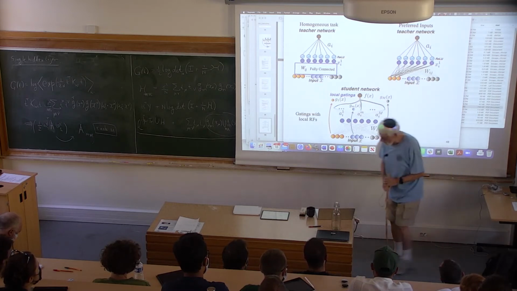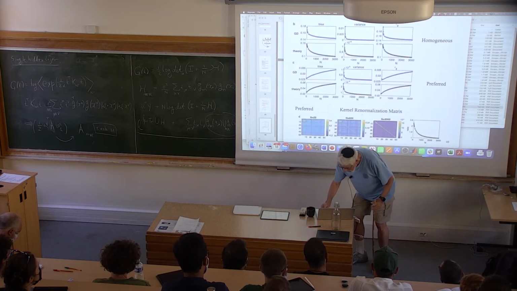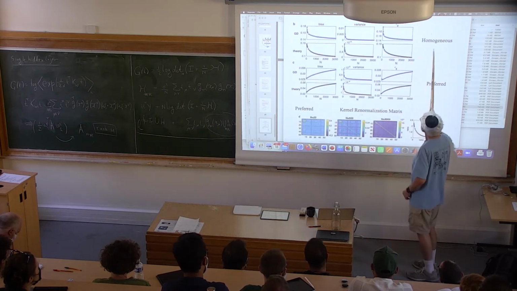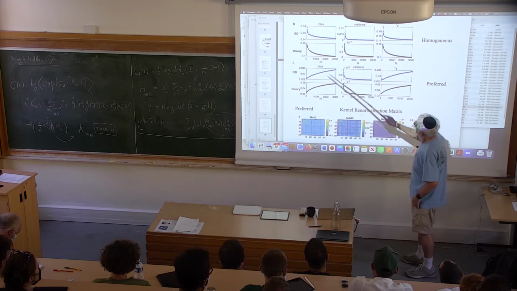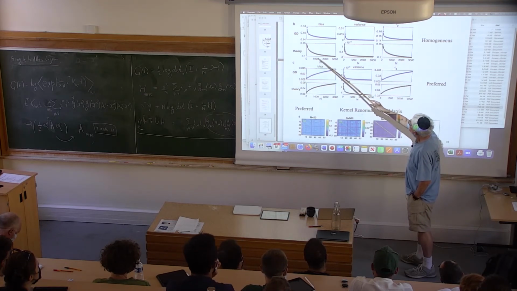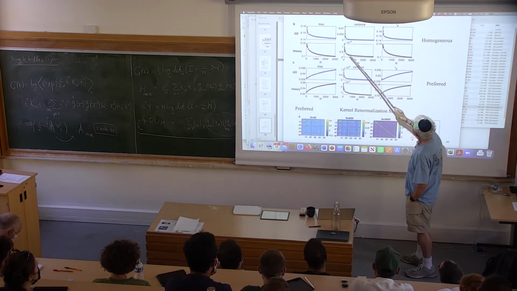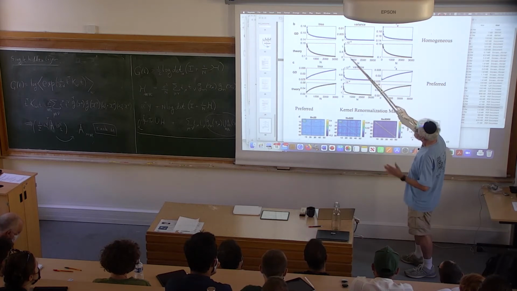Okay, so that's the idea. This is why we chose this thing. And here's what you see. So in the homogeneous case, for these parameters, this is the theory. So the generalization, this is the bias, this is the variance. The variance is negligible for these parameters.